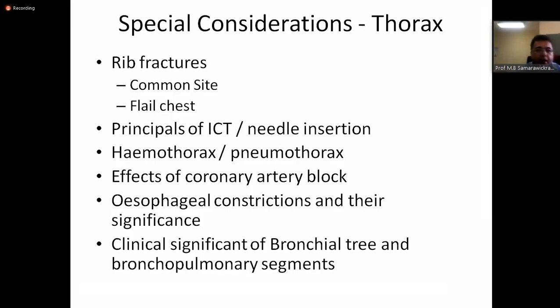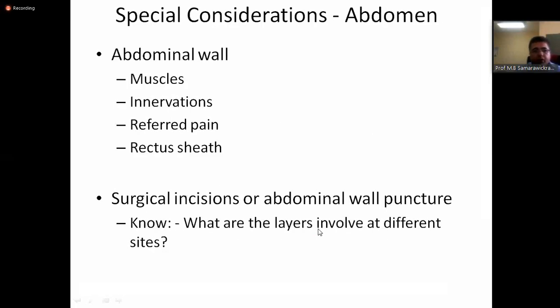Right. So intercostal tube insertion principles I discussed. The important thing is you have to insert it in the safe triangle and above the particular rib. Pneumothorax, hemothorax, and effects of coronary artery block. That results in ischemia to the heart. And esophageal constriction and its significance, which results in dysphagia. Clinical significance of the bronchial tree and bronchopulmonary segments. Right. So those are the things that you have to know. I'm not going to explain all this.